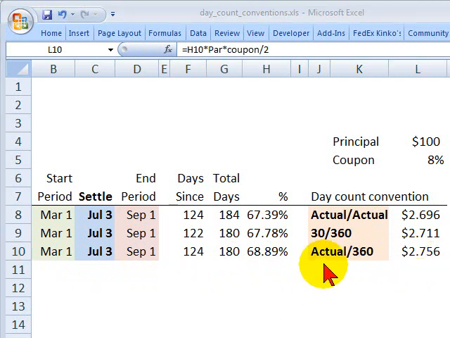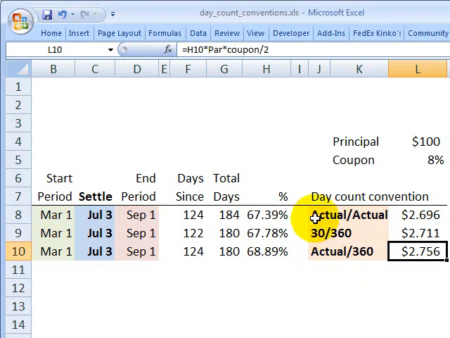And so just to give you a sense of the variety, actual to actual is the day count convention used for US Treasury bonds. 30/360 tends to be used by US corporate bonds, and actual to 360 is used to quote LIBOR rates.